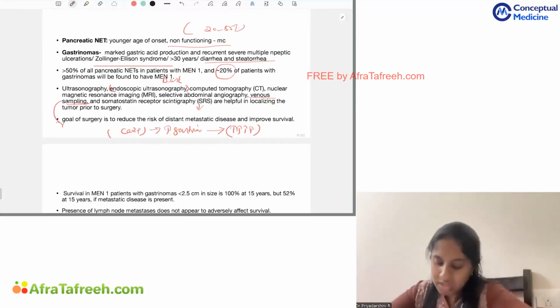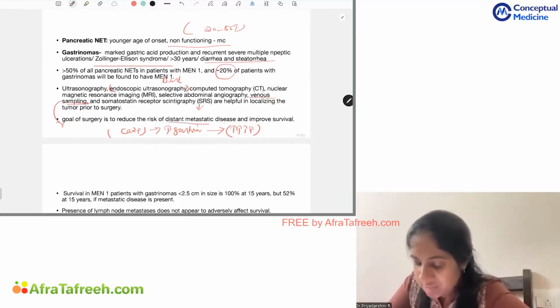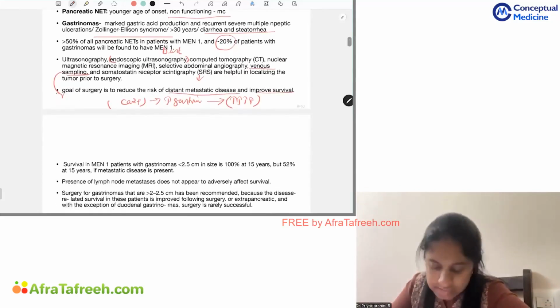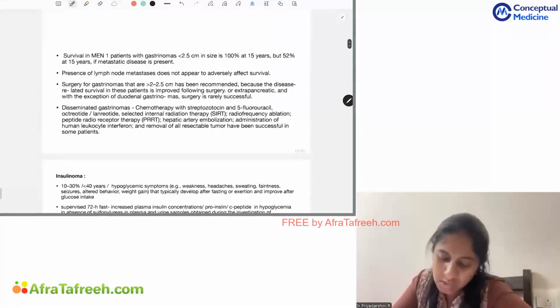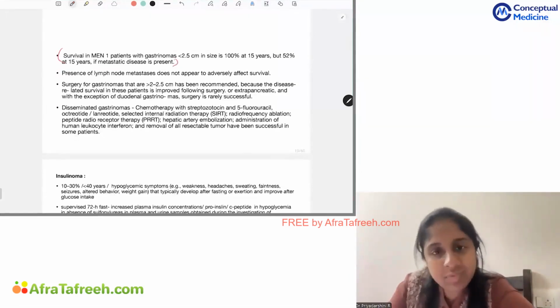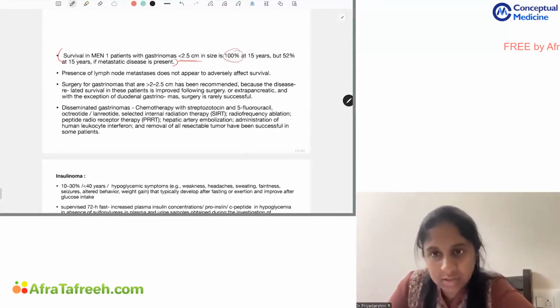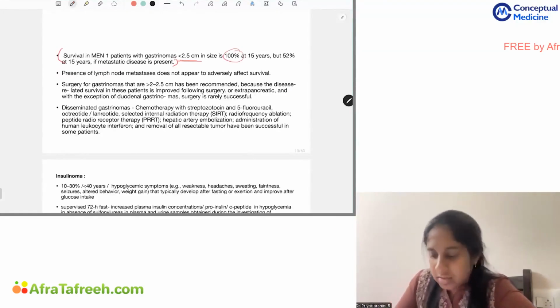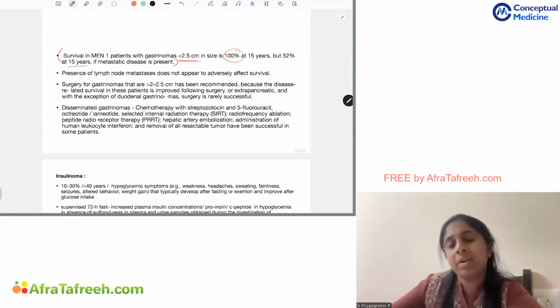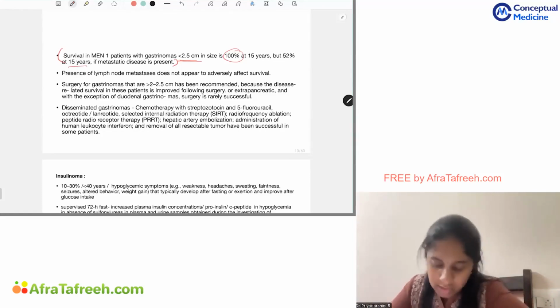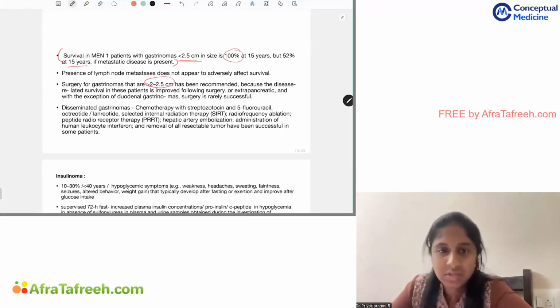So the goal of surgery is to reduce the risk of distant metastatic disease and improve the survival. This is very important. Survival in MEN 1 patients with gastrinoma, if it is less than 2.5 centimeters, is 100% at 15 years. But after 15 years, if the metastatic disease is present, then the survival rate usually comes down. Surgery for gastrinomas is recommended. If it is more than 2 to 2.5, we will definitely go ahead with surgery only.